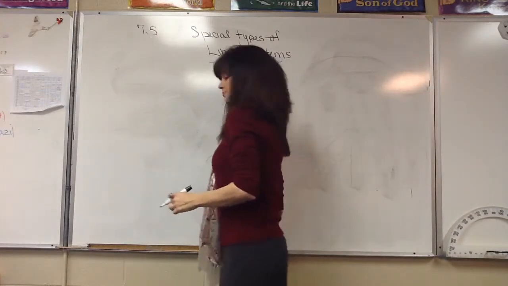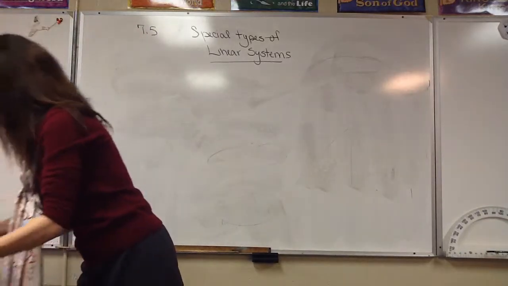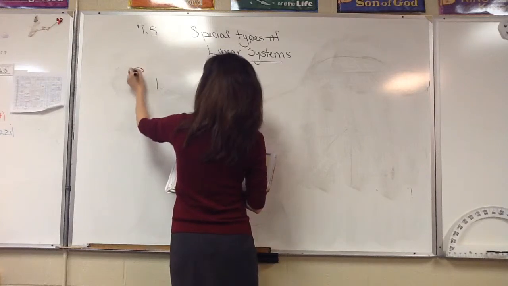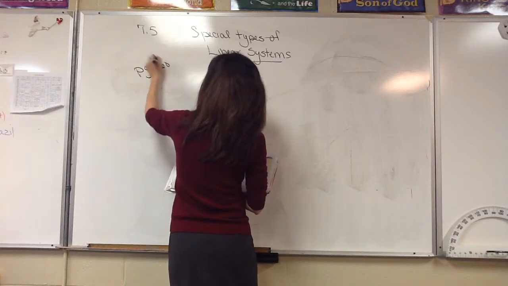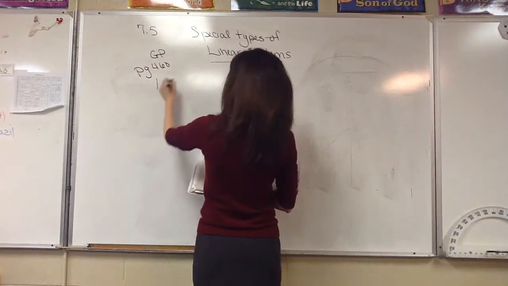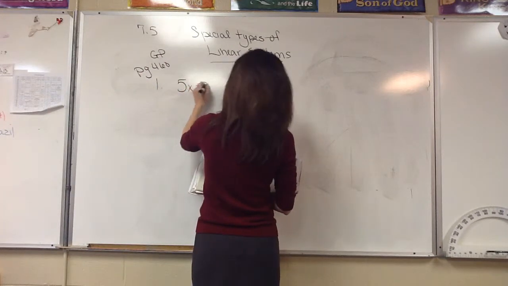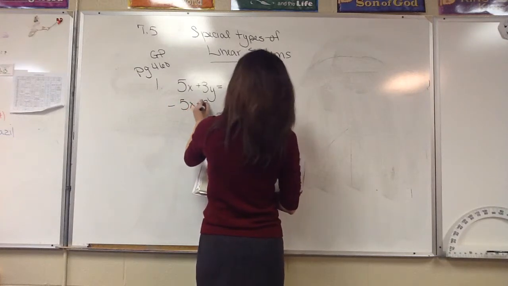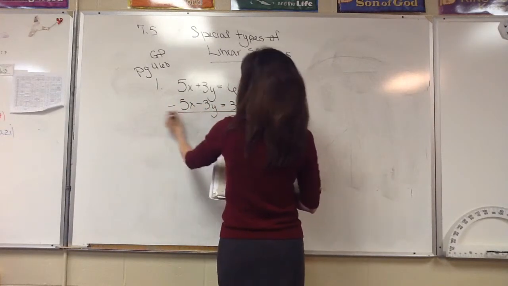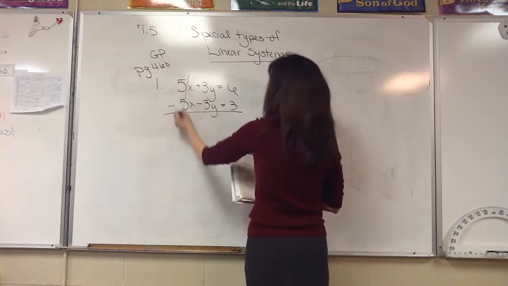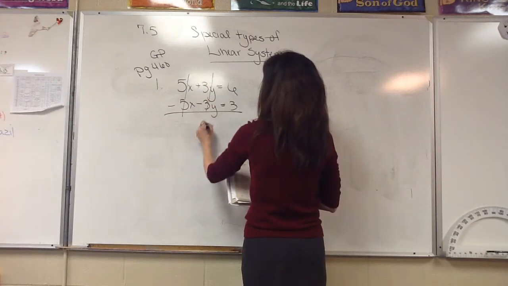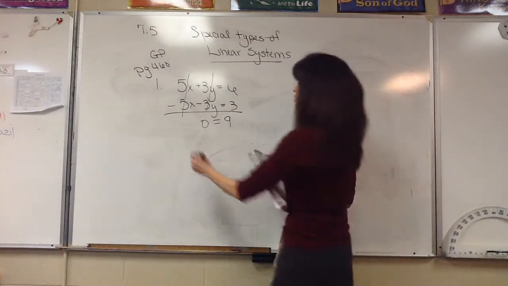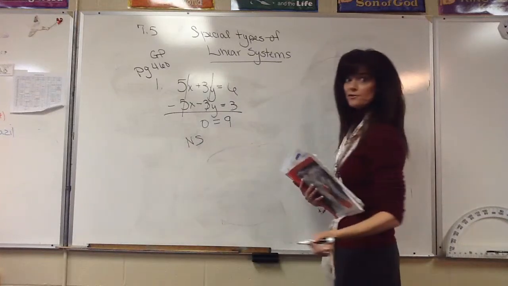Okay, the board's messy, but I think we can still do this. Let's go ahead and take a look at our first equation in the guided practice on page 460. With our first equation, we have 5x plus 3y equals 6, and then we have negative 5x minus 3y equals 3. Well, if I use elimination, this will cancel, this will cancel, so we have 0 is equal to 6 plus 3, which is 9. Not true, no solutions. I'll just put NS for no solution.